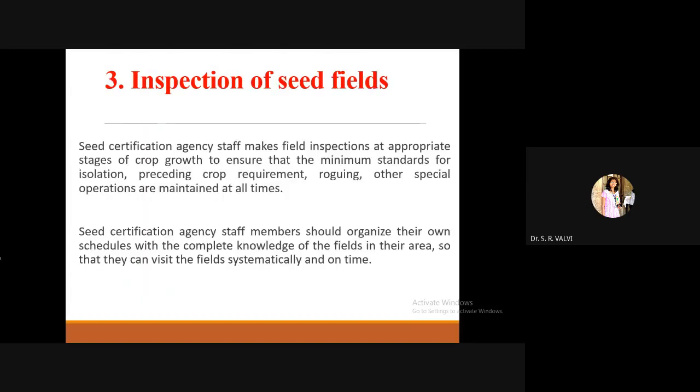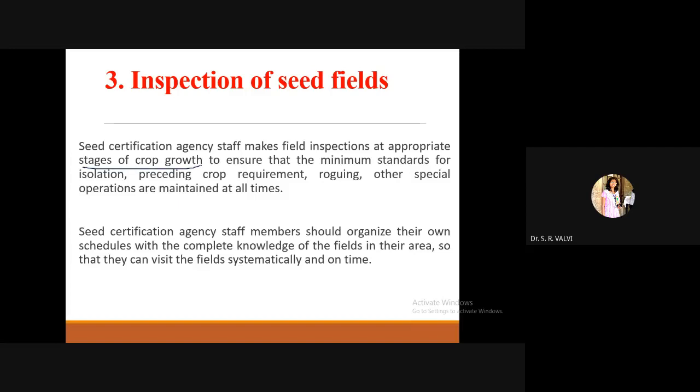Then inspection of seed fields. Now, how will the inspection of seed fields be carried out? The seed certification agency staff makes field inspections at appropriate stages of crop growth to ensure that minimum standards for isolation, preceding crop requirements, rogueing, and other special operations are maintained at all times. So the staff doing this field inspection should make these inspections at the different stages of crop growth.